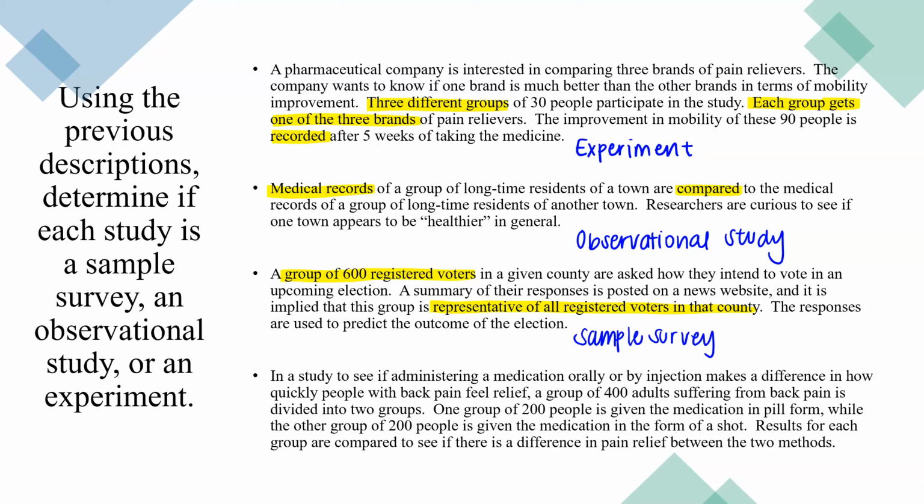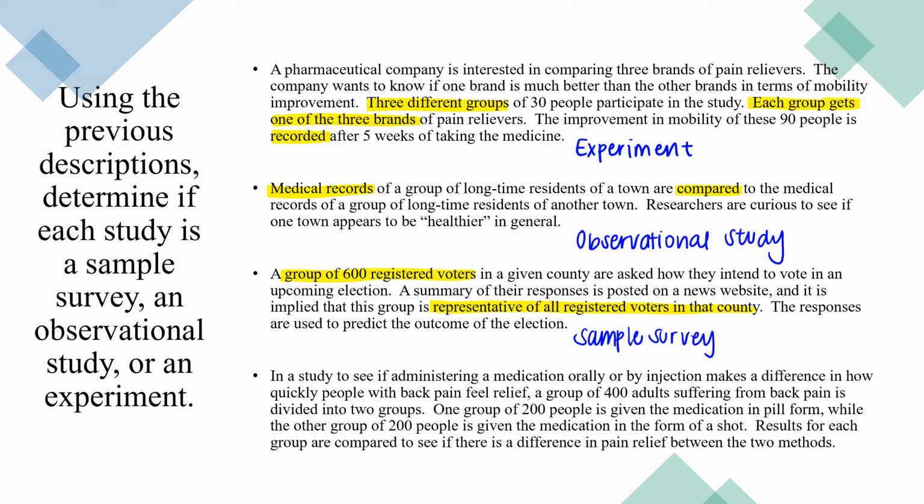Example 4. In a study to see if administering a medication orally or by injection makes a difference in how quickly people with back pain feel relief, a group of 400 adults suffering from back pain is divided into two groups. One group of 200 people is given the medication in pill form, while the other group of 200 people is given the medication in the form of a shot. Results for each group are compared to see if there's a difference in pain relief between the two methods.